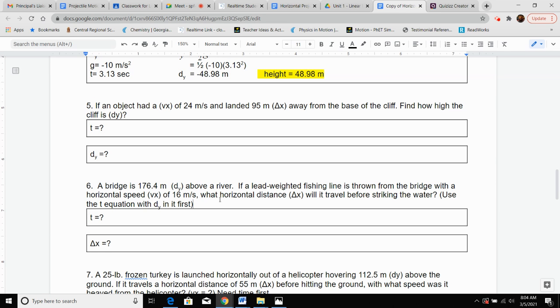Okay. So in this problem, it tells us that we got a bridge that's so many meters high above a river. Using a weighted lead fishing line thrown from the bridge, it has a horizontal velocity of 16 meters per second. They want to know what is the horizontal displacement? What is delta x? How far is it going to travel before it hits the water?